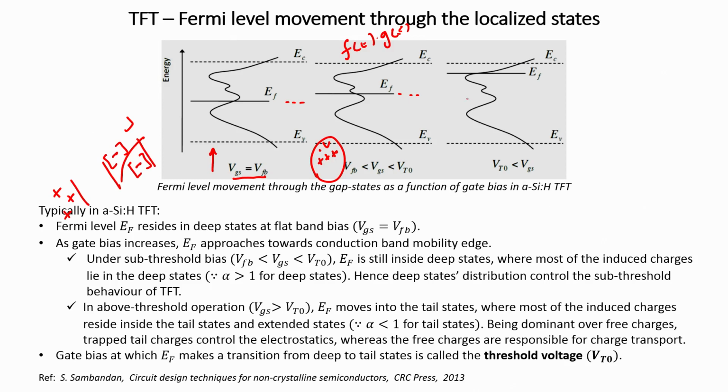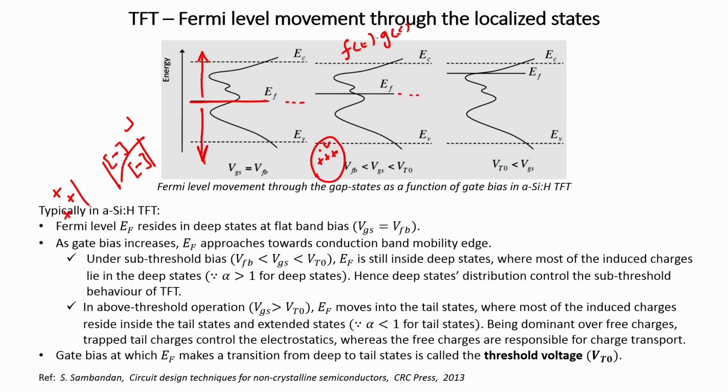So, let us say we have two options. We have the Fermi level sitting here at flat band, and by applying positive voltage we would like to move the Fermi level closer to the conduction band edge, as compared to applying negative voltage to move the Fermi level closer to the valence band edge. Now, let us see which of these is more feasible.